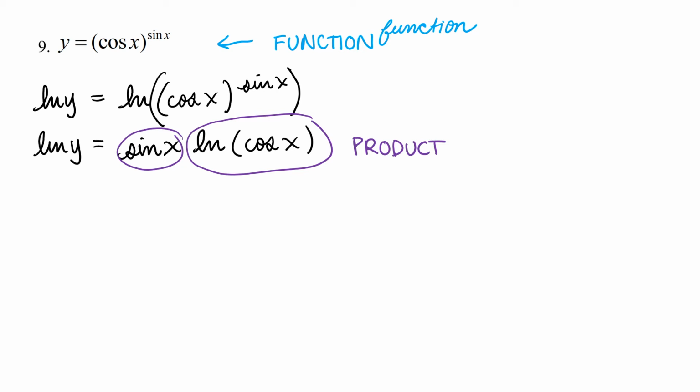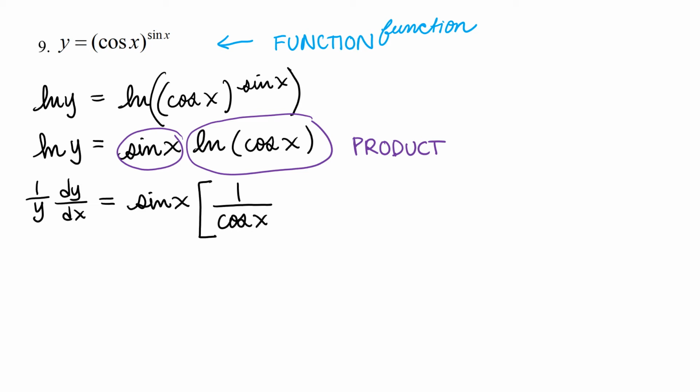So the derivative of the natural log of y is 1 over y dy dx using implicit differentiation. And then product rule: we have our first function, sine of x, times the derivative of our second function. The derivative of natural log is 1 over what's inside of it, so 1 over cosine of x. And the derivative of cosine of x is negative sine of x. So we just used some chain rule there.